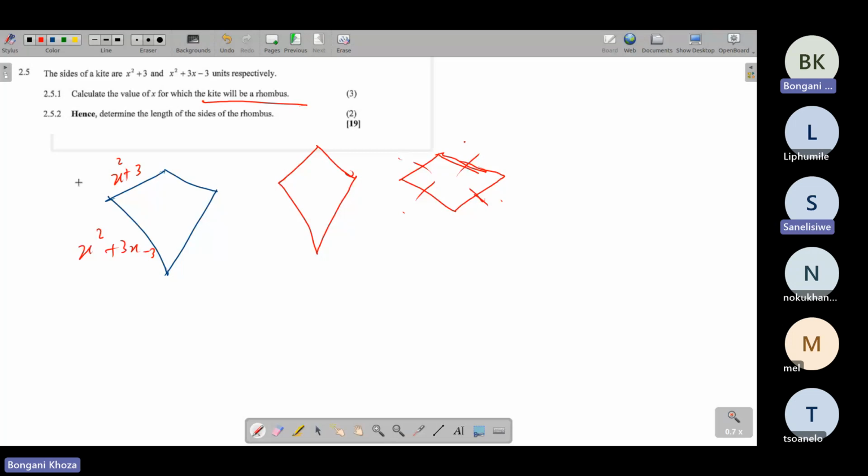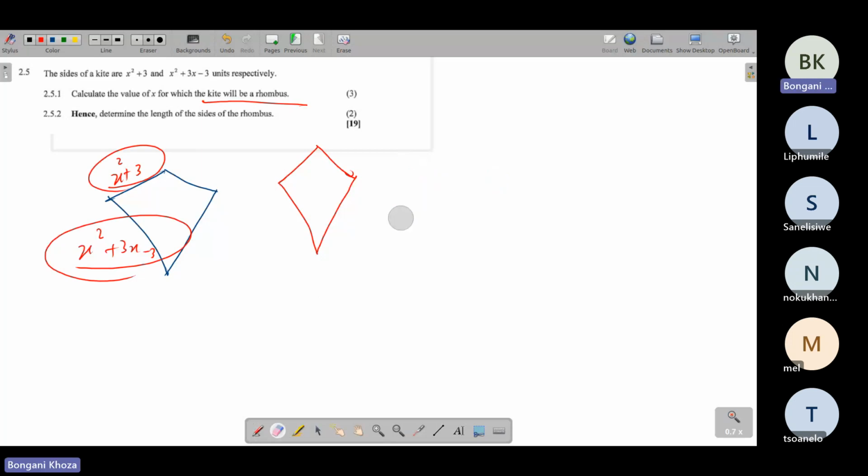So for the sides to be equal, that means this side has to be equal to that side. So to do that, we'll just equate those two. We'll say x squared plus 3 equals x squared plus 3x minus 3, like that. And then we just solve for x, right? So we can have x squared minus 3x, we can have equals to minus 3.